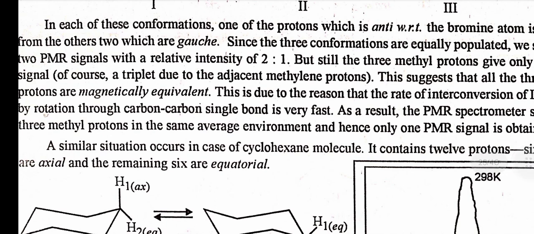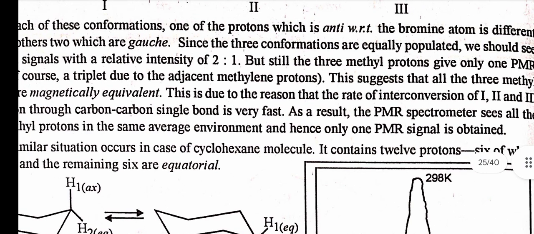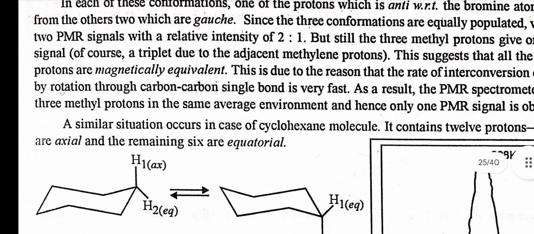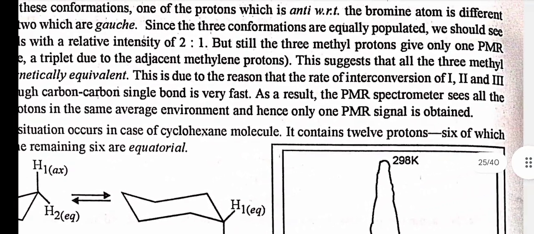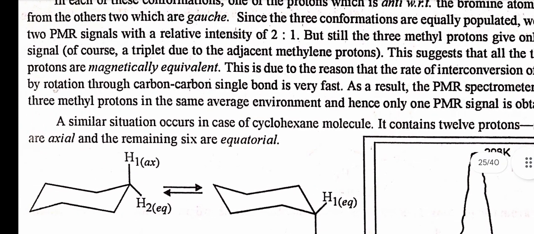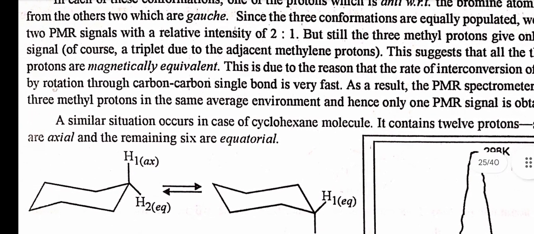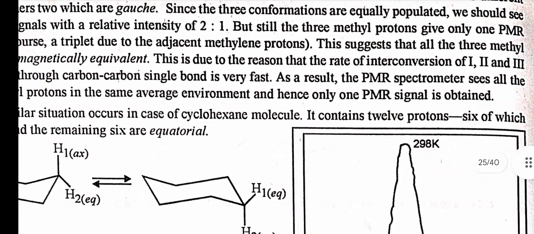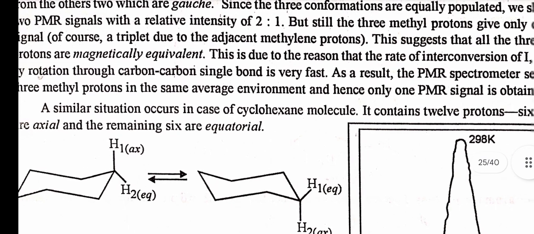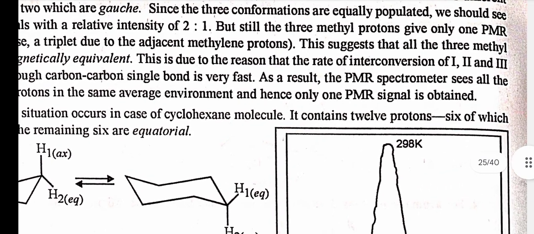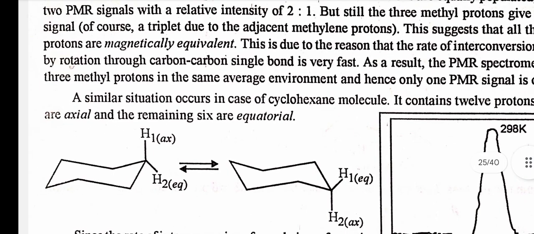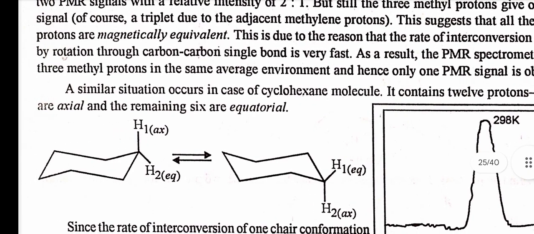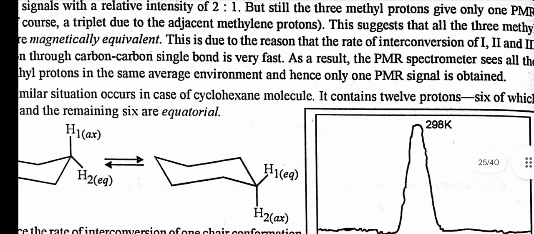In each of these conformations, one of the protons which is anti with respect to the bromine atom is different from the other two which are gauche. Since the three conformations are equally populated, we should see two PMR signals with a relative intensity of 2:1, but still the three methyl protons give only one PMR signal. This suggests that all the three methyl protons are magnetically equivalent. This is due to the reason that the rate of interconversion of 1, 2 and 3 by rotation through the carbon-carbon single bond is very fast. As a result, the PMR spectrometer sees all the three methyl protons in the same average environment and hence only one PMR signal is obtained.